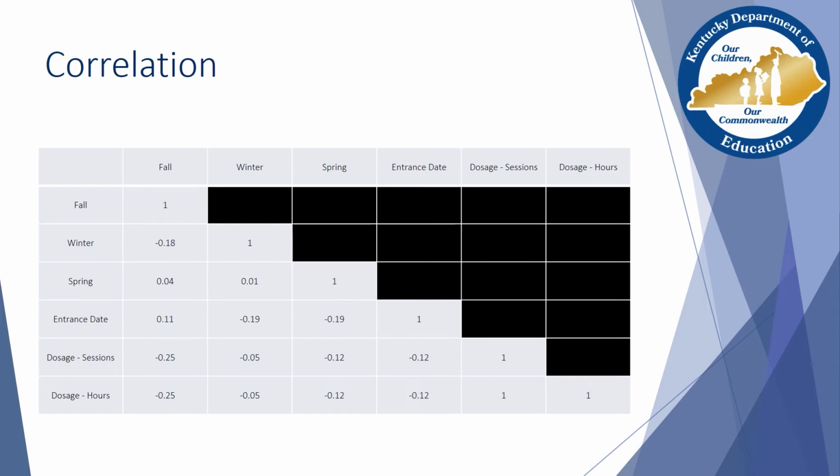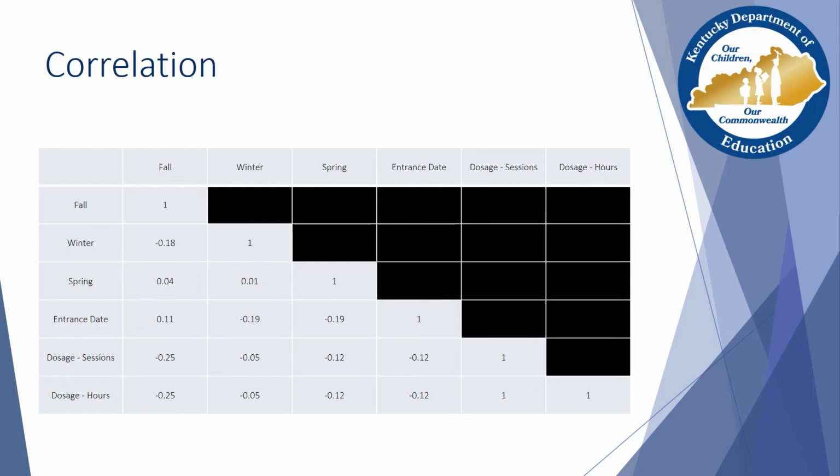You can also see that entrance date plays a role here. There's a negative correlation of 0.12 between entrance date and dosage. This makes sense because students who entered later in the year would have a lower dosage than students who entered earlier in the year. Entrance date has a positive correlation of 0.11 with the fall test scores. Again, this makes sense because we can assume that these fall scores played a role in determining which students were selected to participate in the intervention.